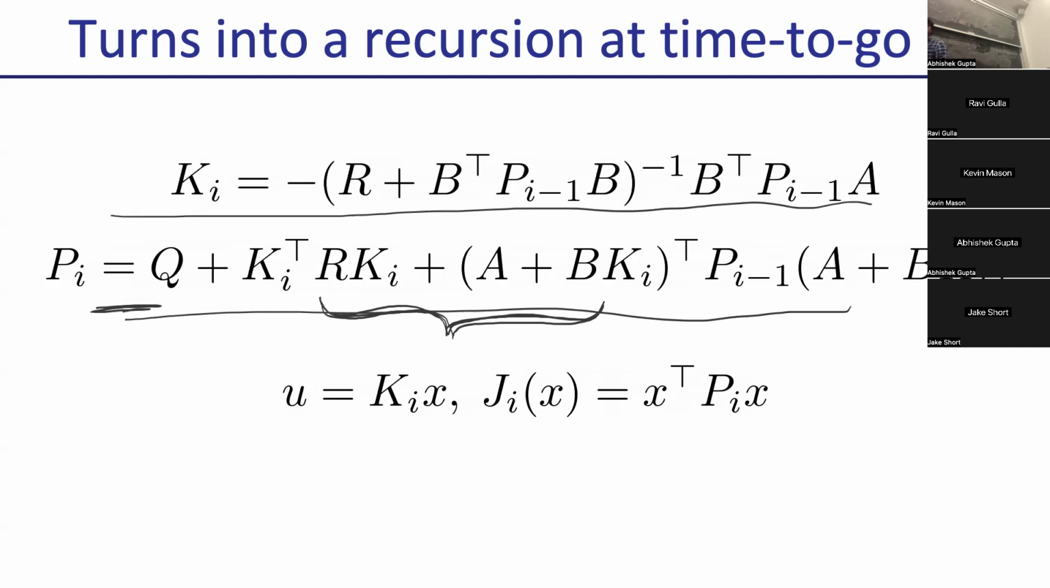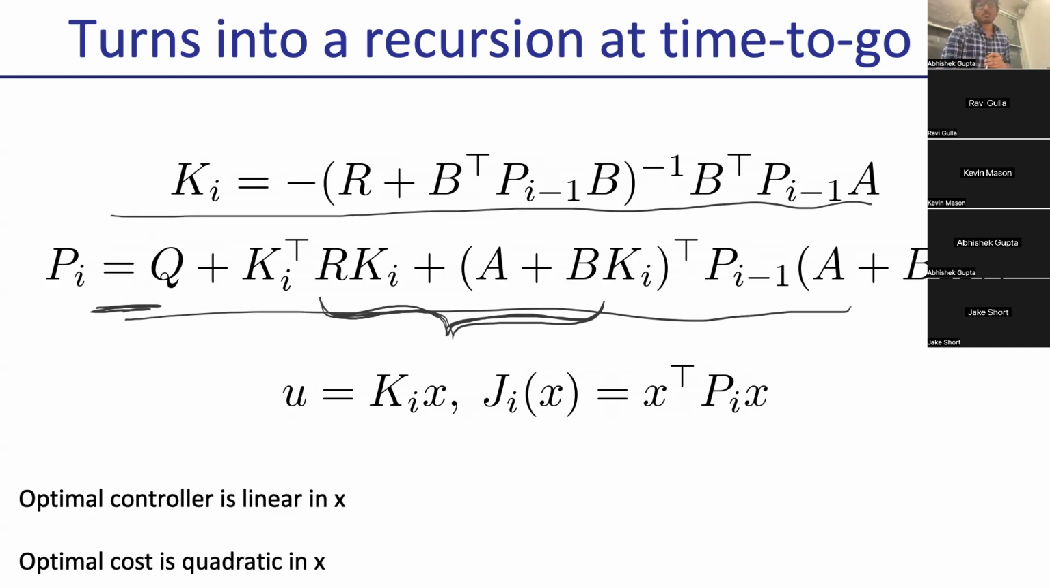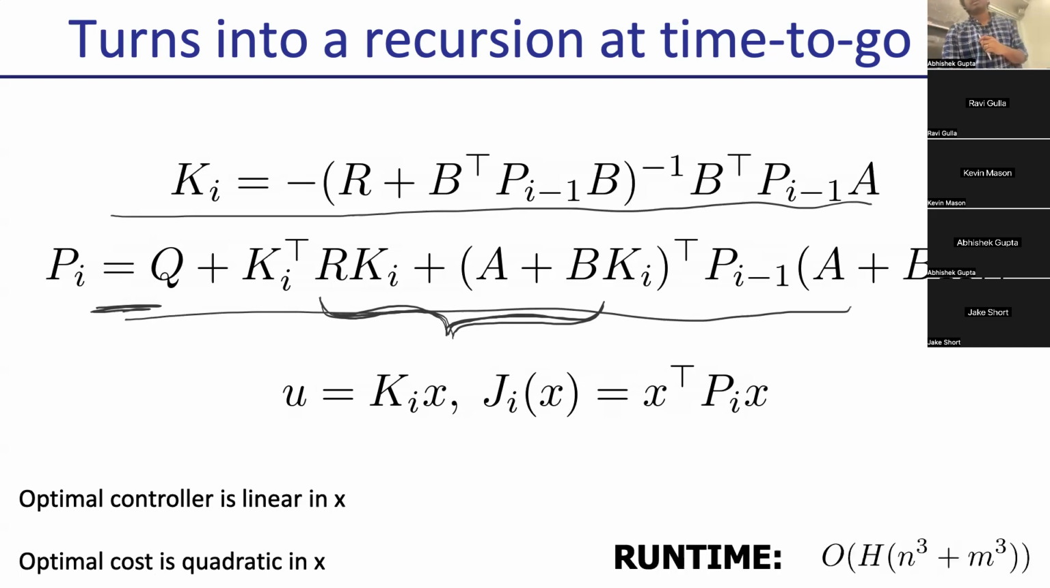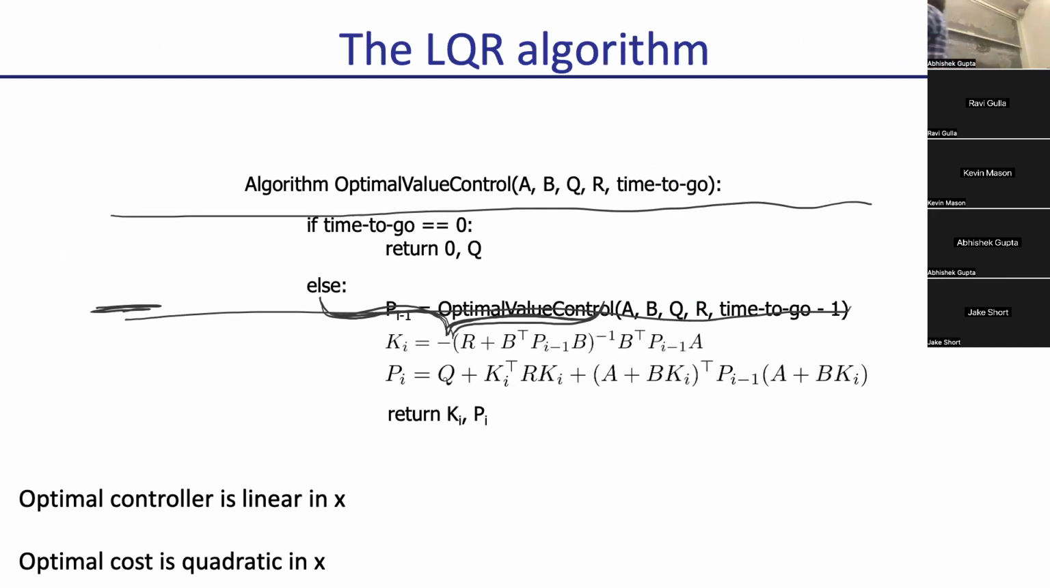Does that make sense? Mechanistically, at least, we'll try to interpret this a little bit more. Okay, so the important things to remember here are that your optimal controller is linear in X, right? And your optimal cost is quadratic in X. And so you're going to just keep repeating these things over and over.